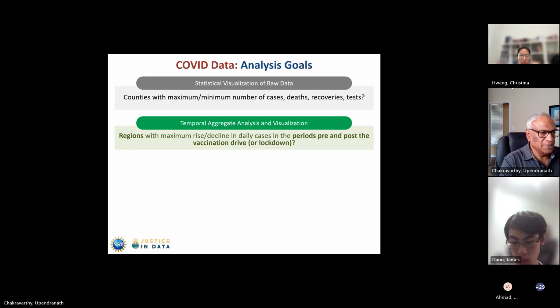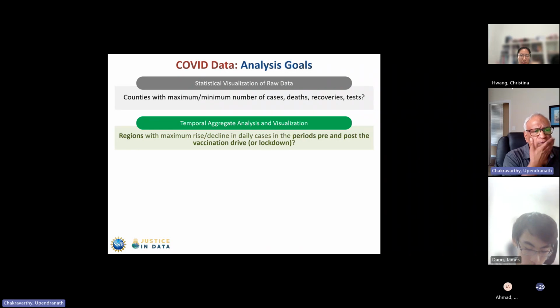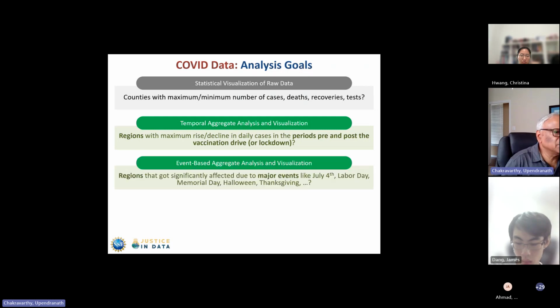Temporal aggregation, analysis and visualization: regions with maximum rise or decline in daily cases in the periods pre and post vaccination drive or lockdown. So you can take temporal ranges and show what is happening in them. Then event-based aggregate analysis and visualization. So here we are coming to more aggregate analysis that is event-based rather than temporal: regions that got significantly affected due to major events like July 4th, Labor Day, Memorial Day, etc.